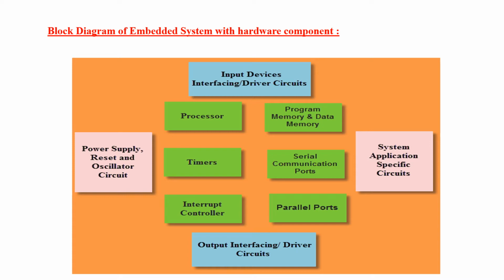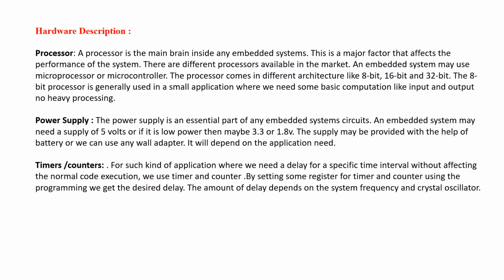Let's see the block diagram of an embedded system with hardware components. So it consists of power supply, processor, timers, interrupt controller, program and data memory, serial communication ports, parallel ports, input and output interfacing circuits, as well as system application specific circuits. Let's see the hardware description one by one.